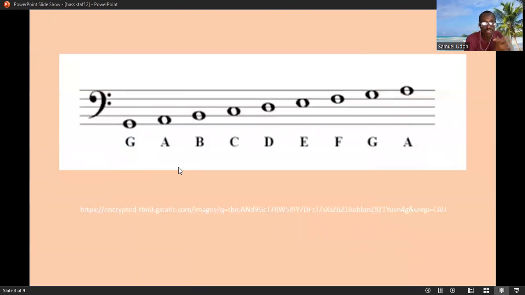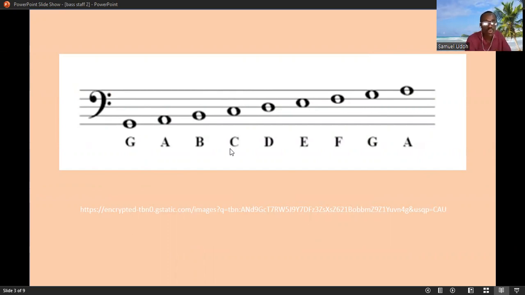So this is the bass clef. When you have the bass clef, a staff is made of 5 lines and 4 spaces. Line 1, line 2, line 3, line 4, line 5. Space 1, space 2, space 3, space 4. So when you have this bass clef on a staff, it gives you the bass staff or the bass stave.